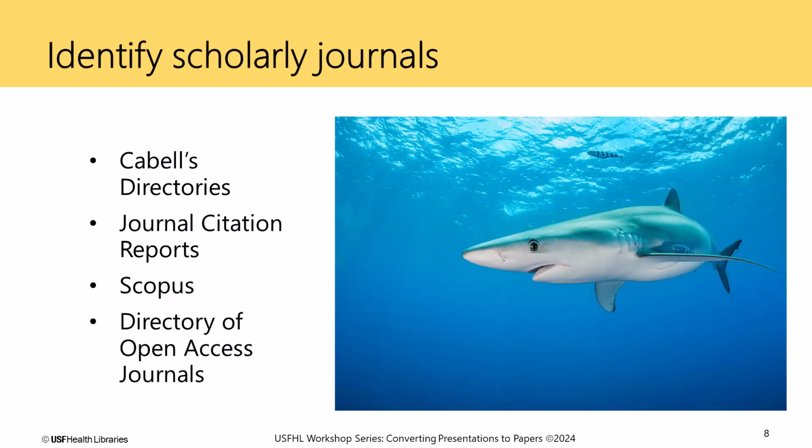You also want to spend some time identifying scholarly journals. Ideally, you should identify 3 that you are interested in publishing in. Identifying journals can be tricky. You want to accept journals that are reputable, peer-reviewed, preferably ranked, and relevant to your research.